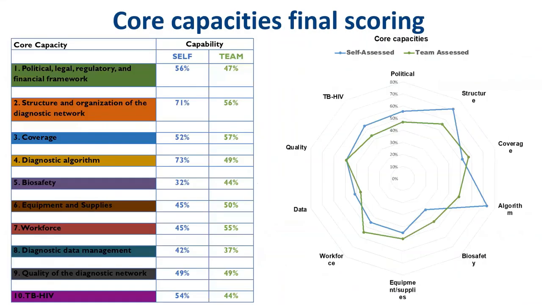Next slide. So this is an example of the final spider graph obtained for one country, where we have the scoring made by the self-assessment team from the Ministry of Health in blue, and the scoring provided after the SAD visits, when the team convened in a workshop to discuss and aggregate the findings and provide the adequate real scoring and staging, in green. And you have all the technical capacities with the capability stages in terms of percentage.